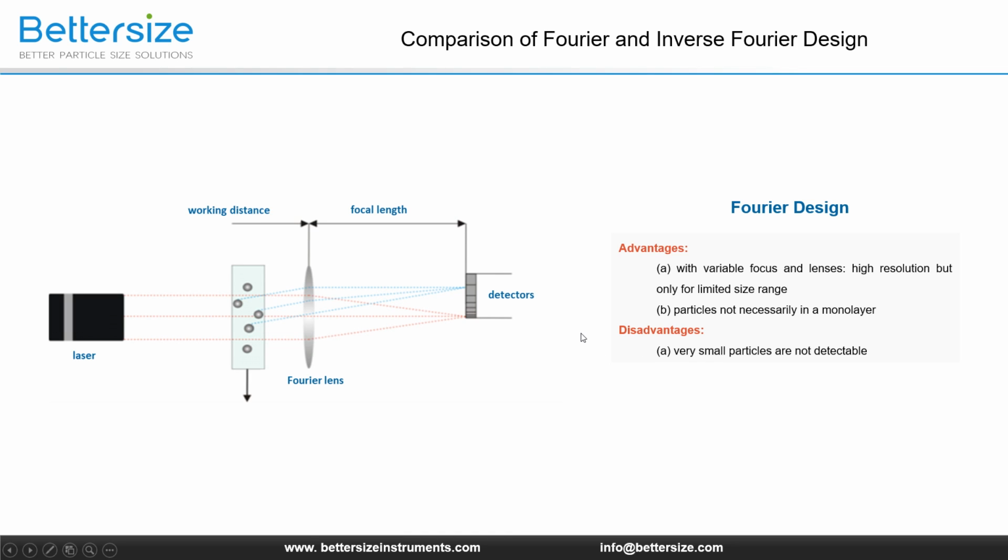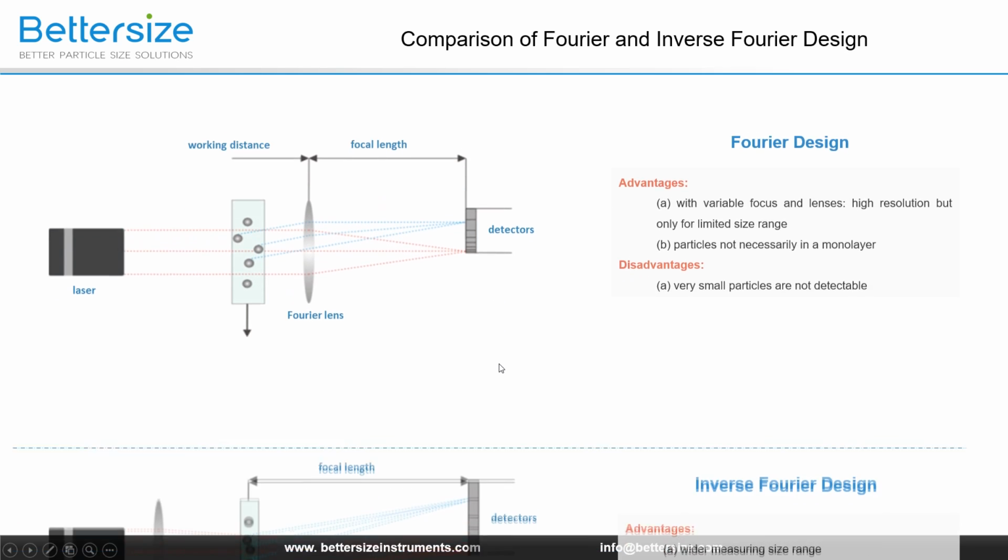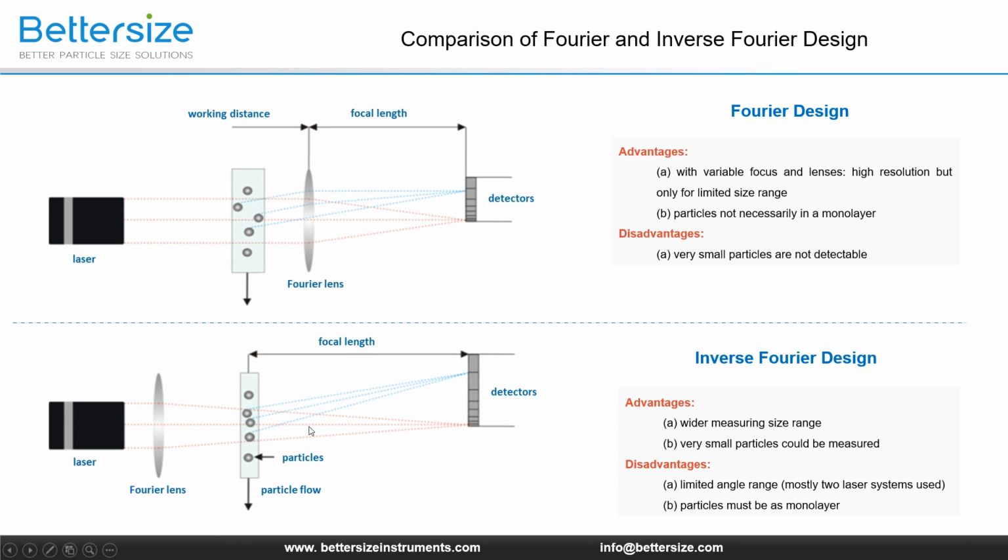First, we need to understand what Fourier design and inverse Fourier design are. Both designs are widely accepted by many particle size analyzers. The key to distinguish the Fourier and inverse Fourier design is whether the scattered light passes through the Fourier lens or not when it reaches the detector. If the scattered light passes through our lens before being received by the detectors, it's a Fourier design, and if not, it's an inverse Fourier design.